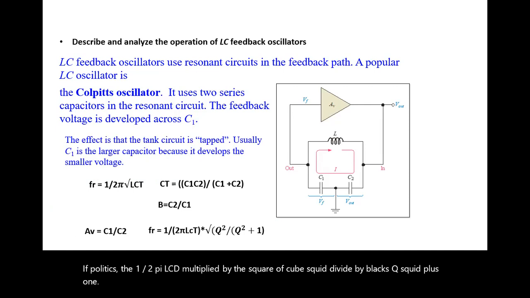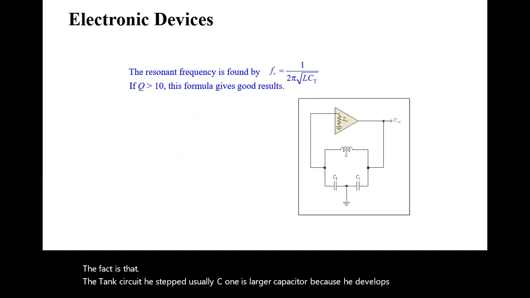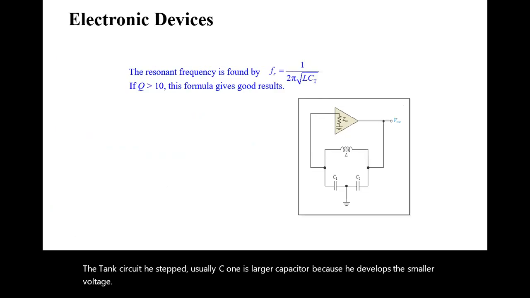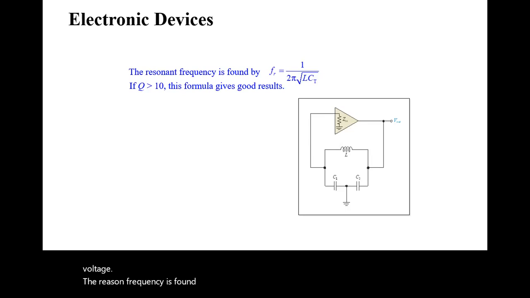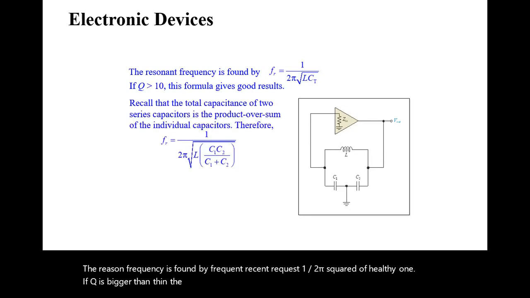The effect is that a tank circuit is tapped. Usually C1 is the larger capacitor because it develops a smaller voltage. The resonance frequency is found by f_R = 1 divided by 2 pi square root of L C1. If Q is bigger than 10, the formula gives good results.